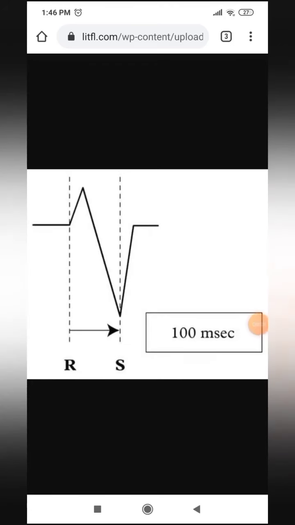Now this figure demonstrates the RS interval calculation, and it starts from the onset of the R wave and goes up to the nadir of the S wave. Nadir is the deepest point in the S wave. If this type of RS pattern is present in any precordial lead and the RS interval is more than 100 milliseconds, then it's most likely a ventricular tachycardia.